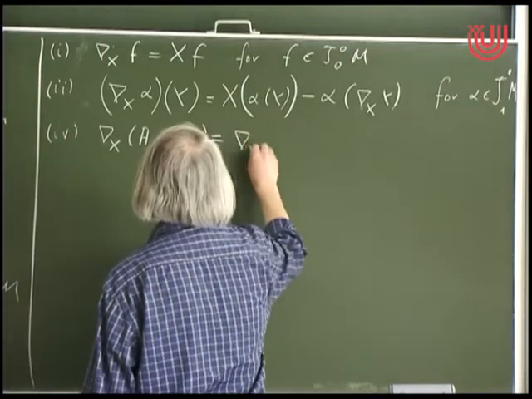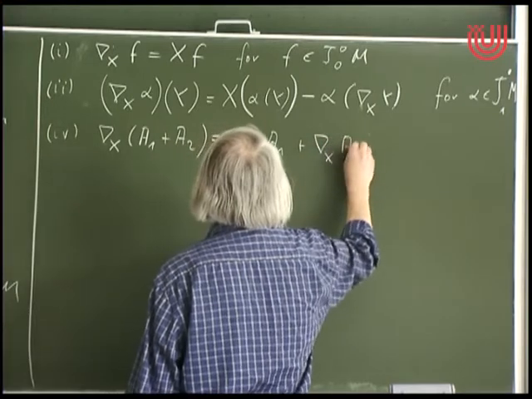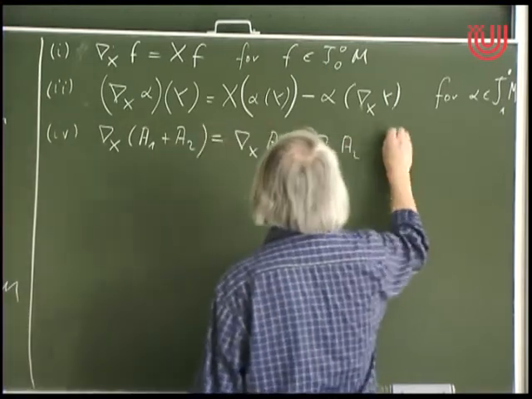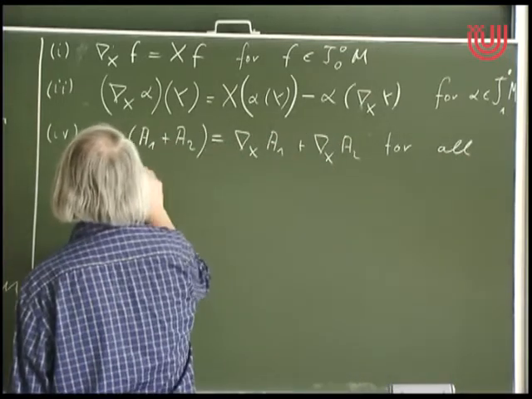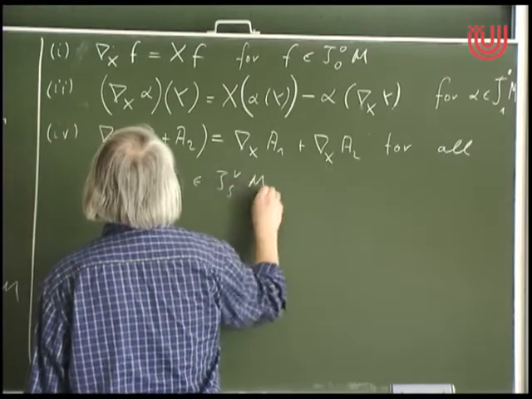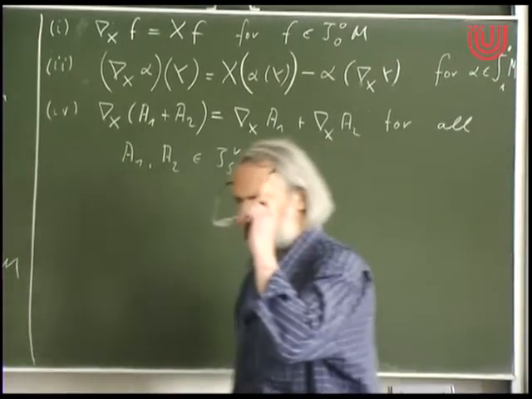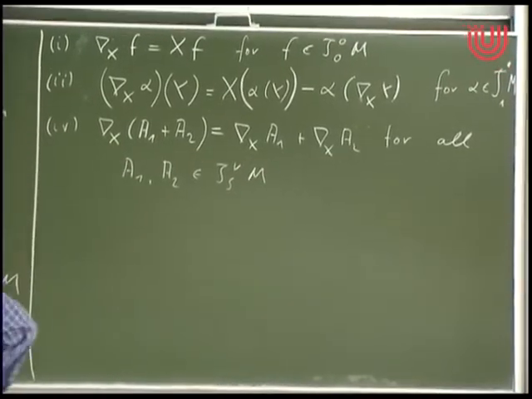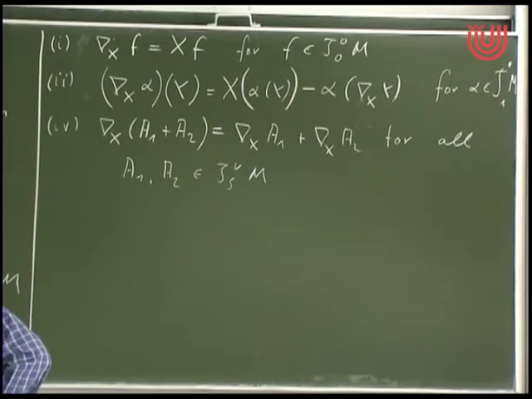So this is supposed to be nabla_X A1 plus nabla_X A2, for all A1, A2 tensor fields of arbitrary rank. So then I can expand linear combinations. And then I need to know what it does with the tensor product.